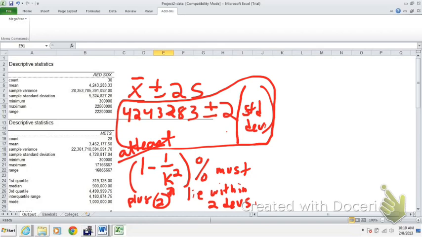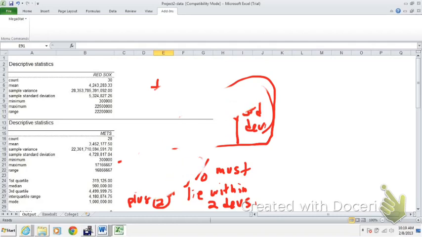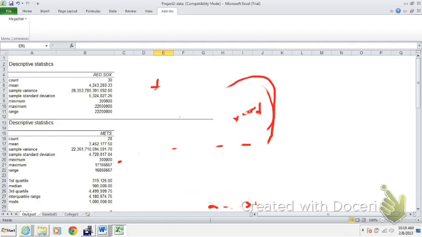Then you can actually calculate, is it true? Do at least 75% of the players lie within 2 standard deviations of the mean? You can actually tally that, okay? Likewise, you would get those bounds for the Mets, and then you would get those bounds for the Red Sox as well.